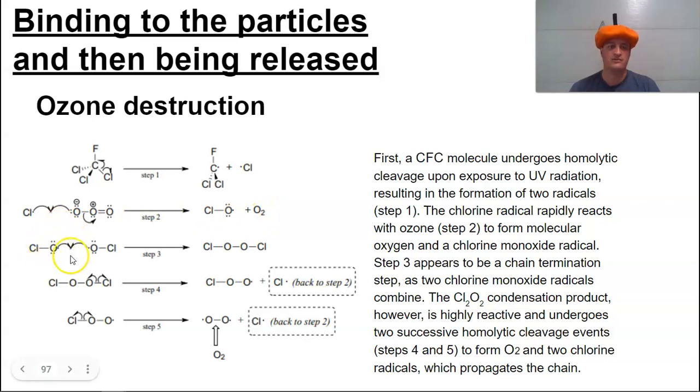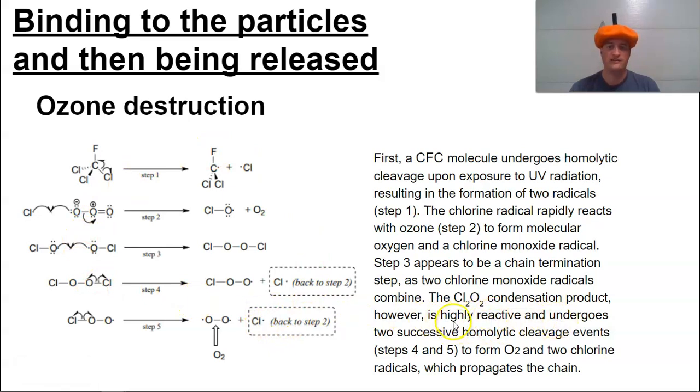Next, the ClO comes with another one, creating this Cl2O2. And this is very reactive though, and then separates two more times. So it separates here and separates here, leaving you with O2 because this will become a double bond again. And then you have extra chlorine atoms that'll kind of cycle back in.